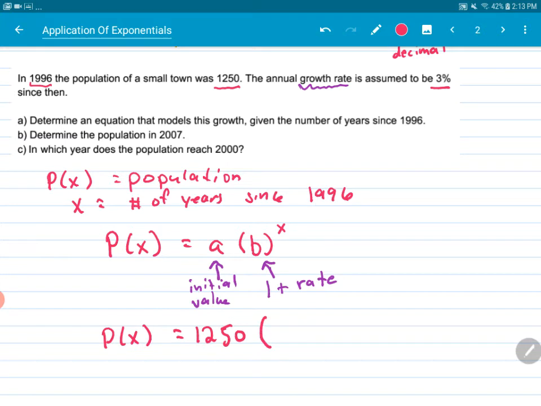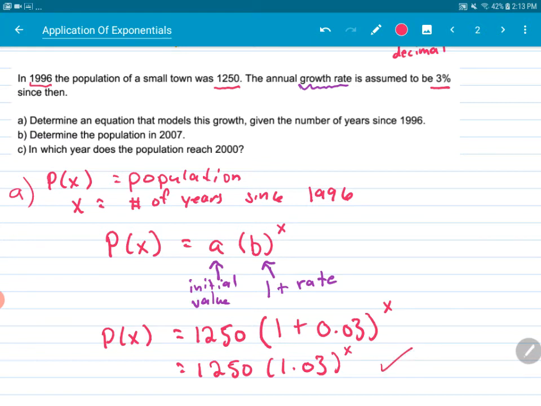Our base is going to be 1 plus our rate. The rate is 3%, which as a decimal is 0.03, to the power of x. And we just want to make sure that that's the most simplified possible. You can just add those numbers and get 1.03 to the power of x. So that's part A. Already done. You just made your equation. Now we have to use it. So B says, determine the population in 2007.